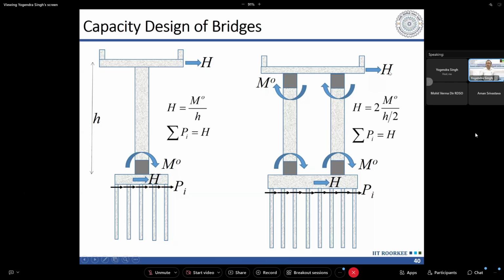So we can calculate H like this, and again we have to ensure that any component, whether it is bearing or foundation, has to be designed for this force or some force larger than this, so that the hinges can form only, or the plastification or damage can occur only in the piers. The damage does not occur in the foundation.